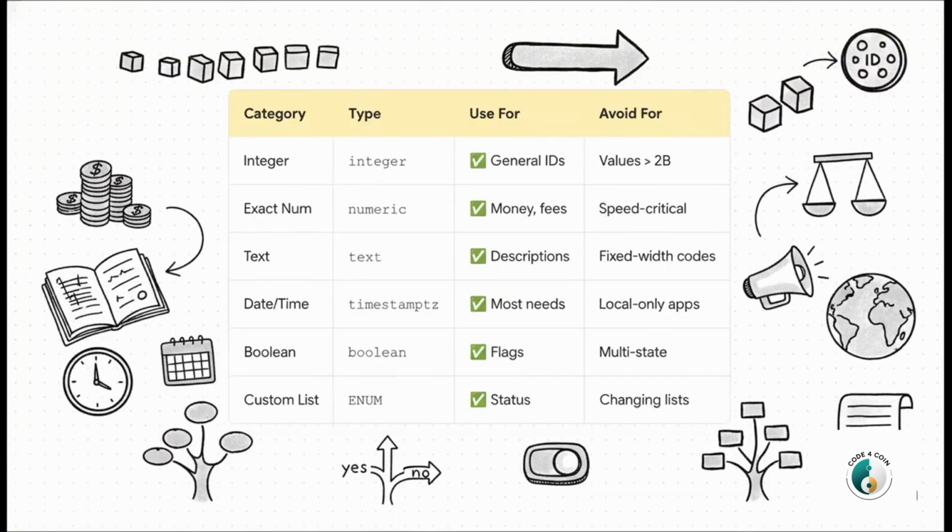And here it is. This is the slide. Go ahead, pause here, take a screenshot. This is your go-to guide. It gives you the recommended tool for every job. Integer for your counts, numeric for money, text for descriptions, timestamp TZ for nearly all your timestamps. Stick to this and you'll be building on a rock-solid foundation every single time.